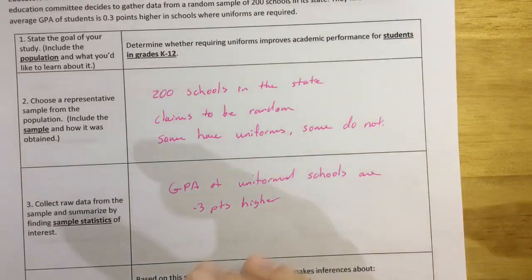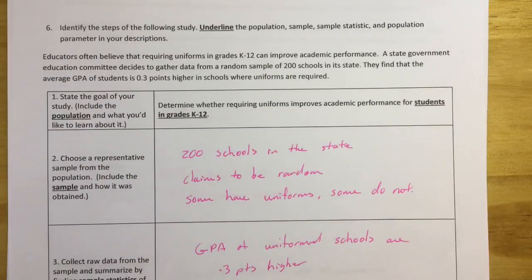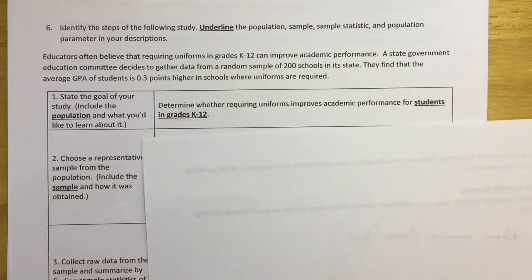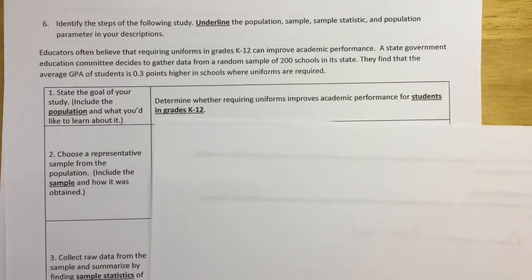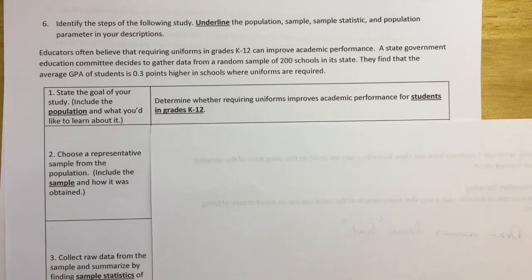Okay, so then we basically do the same thing again. Let me cover up some of this as I go through it. We do the same thing again, but without all those pieces underlined and handed out to you. Again, you should have read this, but the premise of number 6 is that educators often believe that requiring uniforms in K to 12 grades will improve academic performance.